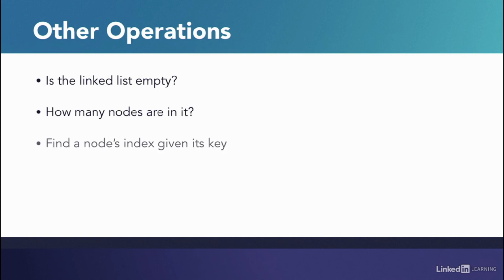Aside from the basic functionality of adding and removing nodes from linked lists, we may also want to know whether or not a linked list is empty, how many nodes are in it, or we may want to be able to find the index of a node that has a particular key. We'll create a method for each of those capabilities later on.